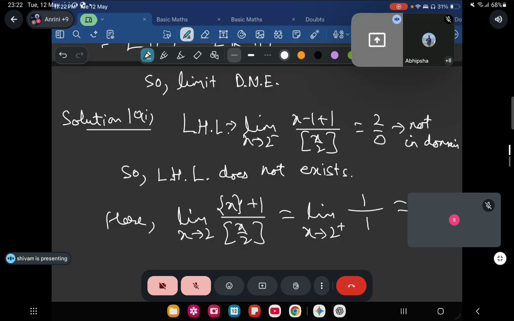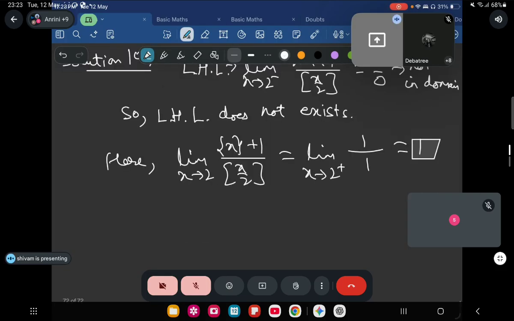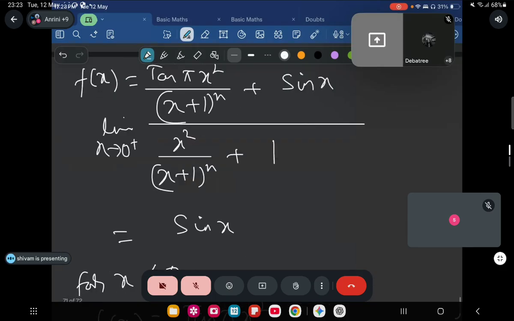Tell me, Andini, Raktim, Devang, did you people understand? Left hand side of 2 is not there in the domain. So there is nothing to compare with. So only the right hand side of the limit is there. Are people getting? Tell me. Devang, Raktim, Ritam, Shamita, Aipsha, or Nini? Yes, sir. Okay. Next, part 2.